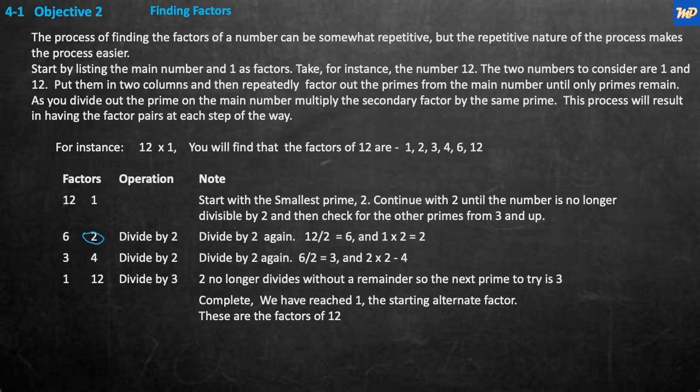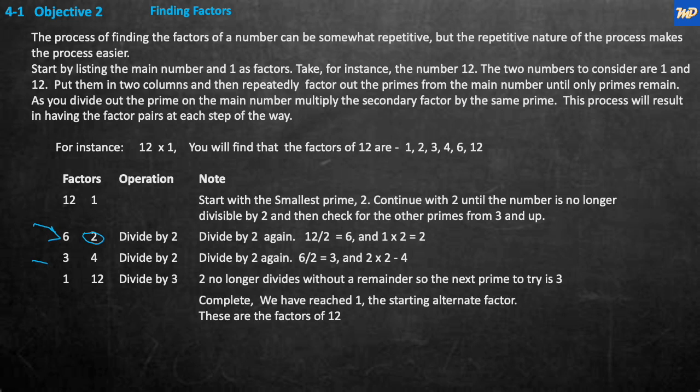So now you take the 6 and divide it by 2 again. It is divisible by 2 because it ends in 6. It's an even number. So now you write down the 3 here, and then you multiply the 2 by the 2 that you just divided into the 6, and you get a 4.